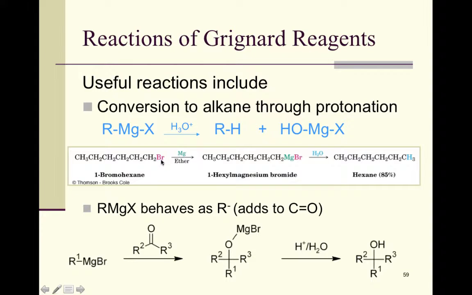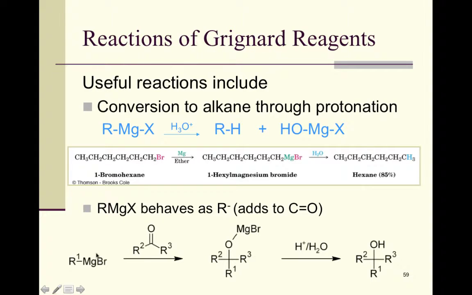Here's your active spot. This is where the reaction's happening. Magnesium and ether. Notice I'm making my Grignard reagent on this step. Magnesium just comes right on in there. And then if we bring in water, what's going to happen is we're going to protonate it. This magnesium and bromide is going to go away, and we're going to protonate this final carbon here, making an alkane.